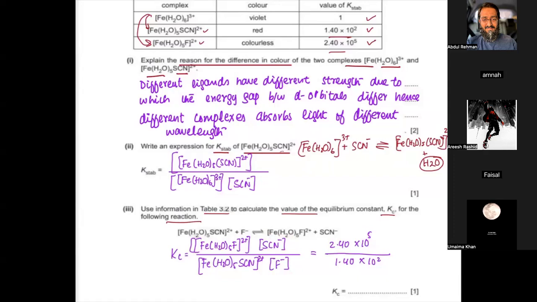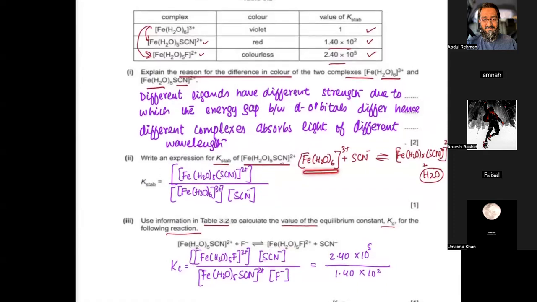K step refers to this: when something is forming from the water complex, then it is K step only. If one complex is turning into another complex, but neither one of the complexes is a water complex, then we can't say it's K step. K step is for a complex formed from the water complex. That's it. Otherwise, it's not K step. Okay, Faizan?